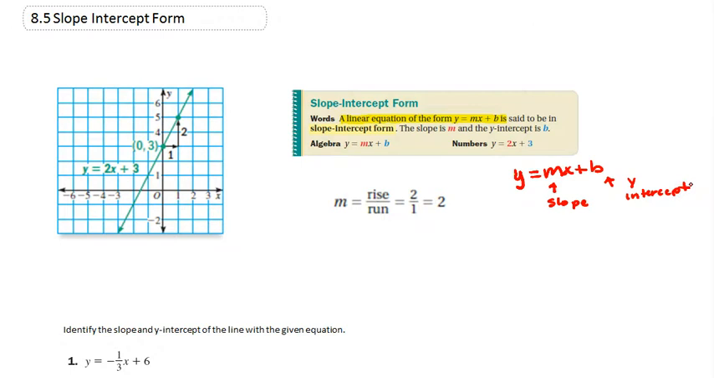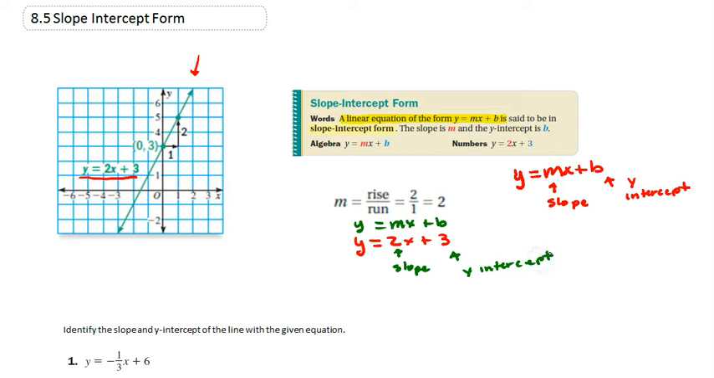Now let's explore this a little bit further by looking at our example over here. Here we have an equation that's in slope-intercept form. So it's y equals 2x plus 3. If we think about this as slope-intercept form, or y equals mx plus b, that would mean that 2 is our slope, and that 3 represents our y-intercept.